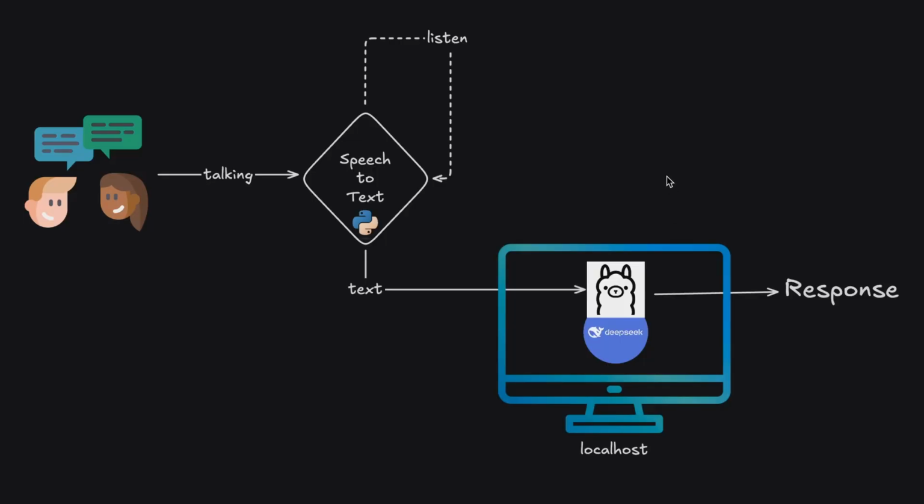So we have finished developing our system. We've got our speech-to-text script running in the background, and it will keep listening. Once we get our audio, it gets converted to text. And then this text goes to Ollama that is running DeepSeek Coder AI model, and the response is given back to the user.